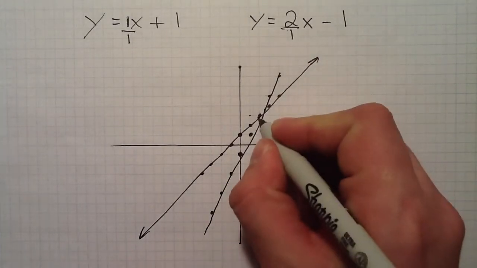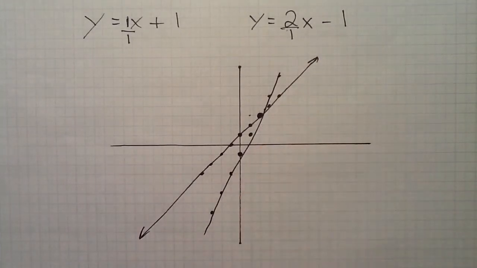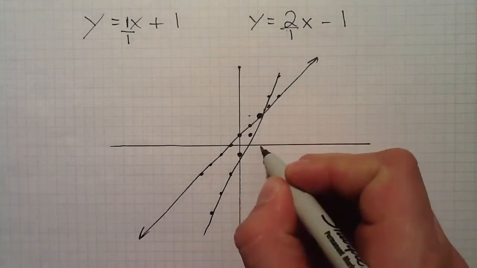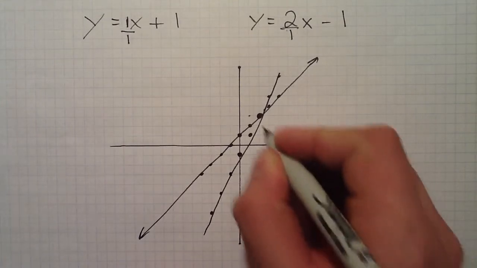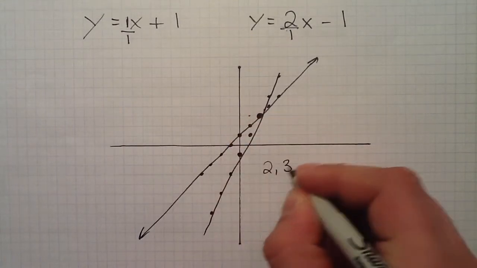And we can see right here is my point of intersection, which if we look, it's 2 on the x and 3 on the y.